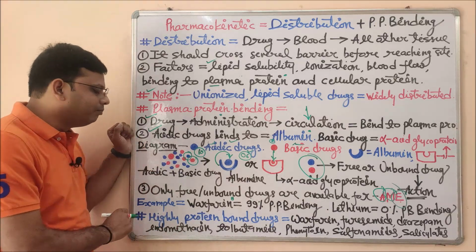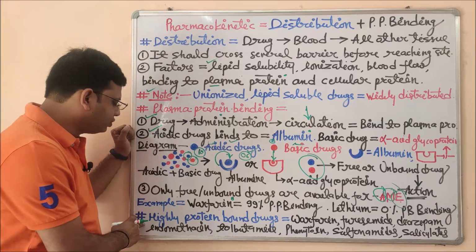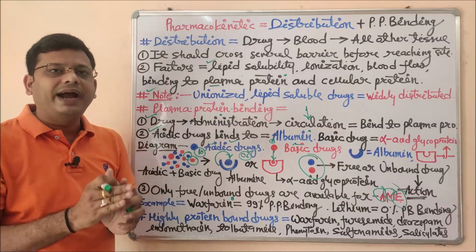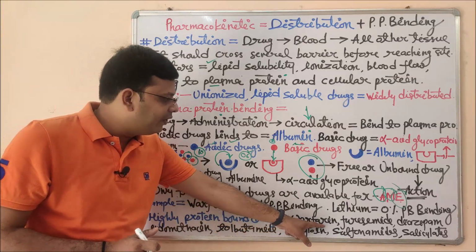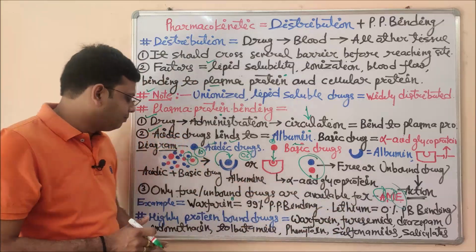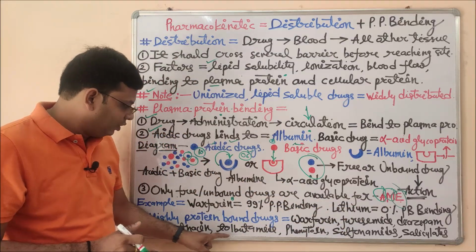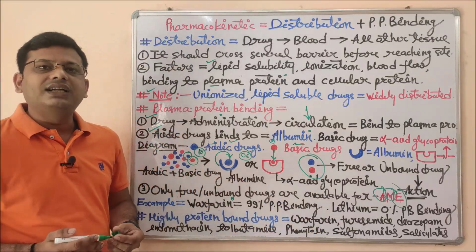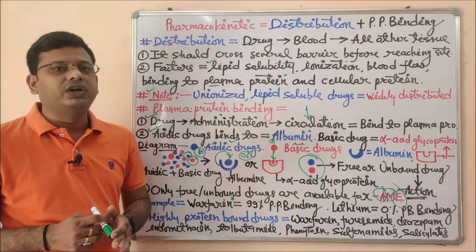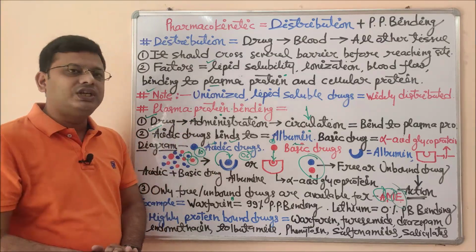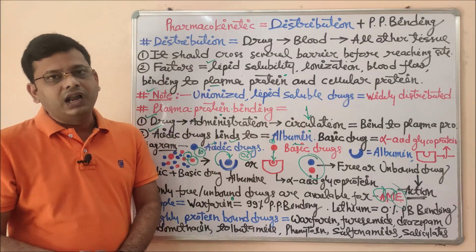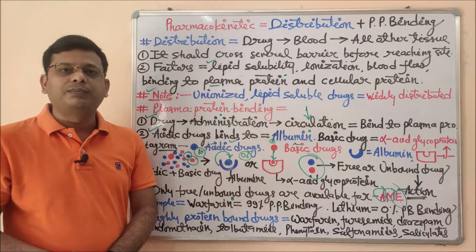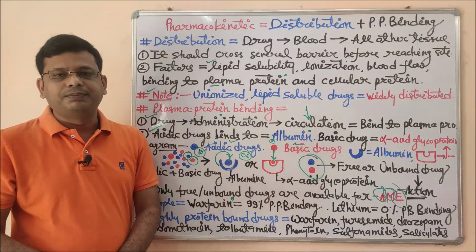Now, what are the basic examples of other plasma protein binding drugs? See, highly protein-bound drugs, which have the property to bind with the plasma protein, are warfarin, furosemide, diazepam, indomethacin, tolbutamide, phenytoin, sulfonamide and salicylate. These are examples of highly plasma protein bound drugs. So this was the first whiteboard section regarding distribution and plasma protein binding. Allow me to move to the second whiteboard section so that I can continue with the remaining points regarding plasma protein binding. So come with me to watch the next part.